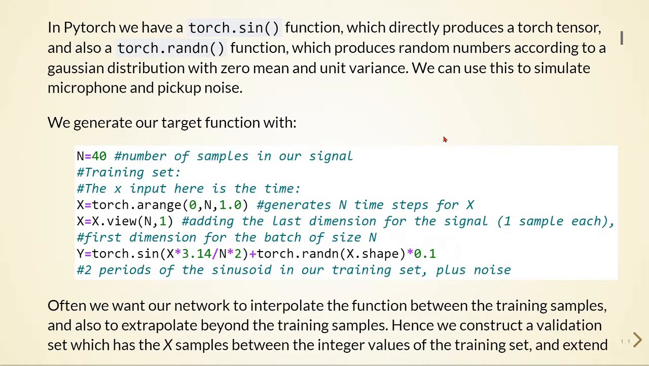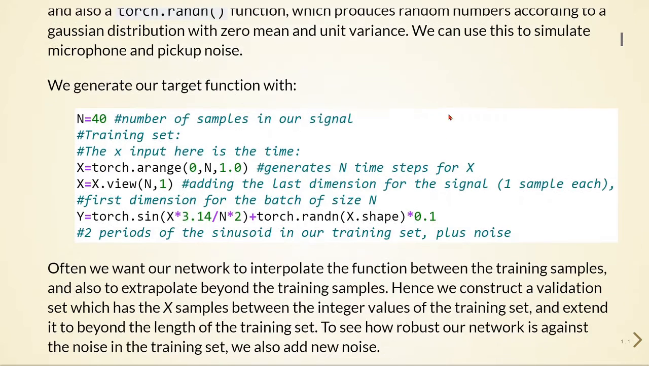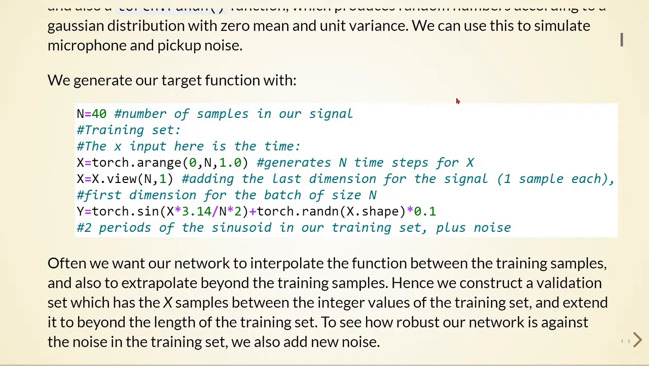So we generate our target function like this. Here we are setting the number of samples in our signal. For our input, we're generating N time steps for x. This is what we're doing here. Then we are reshaping to have the last dimension for the signal and the first dimension for the batch size, capital N, that we defined here.